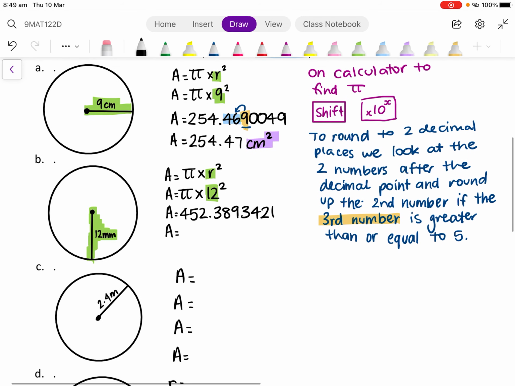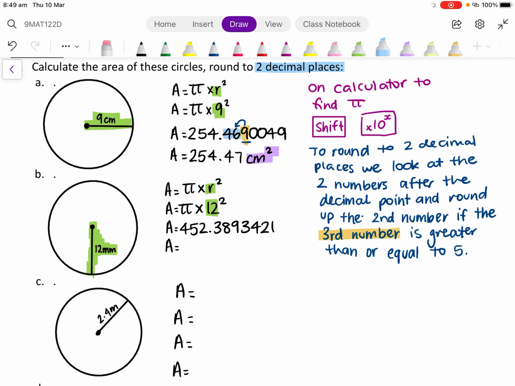0.421. Again, we want to round to 2 decimal places, so we look at the two numbers after the decimal point, and if the third number after the decimal point is greater than or equal to 5, which it is in this case, we round that last number up. So this will be 452.39. Our radius was in terms of millimetres, and we have to square our units like so.